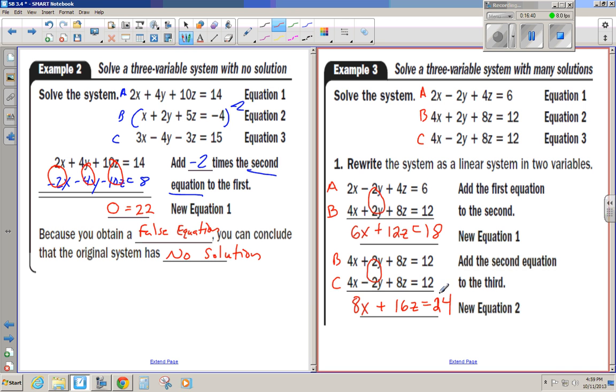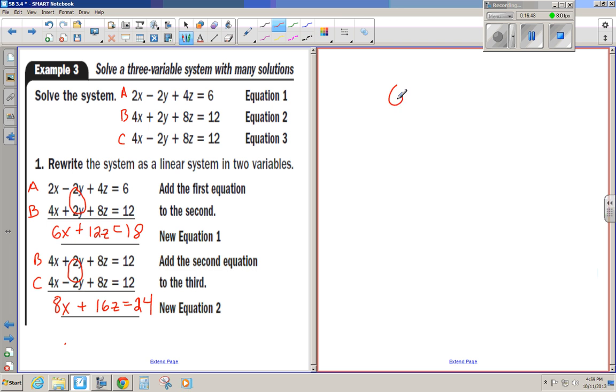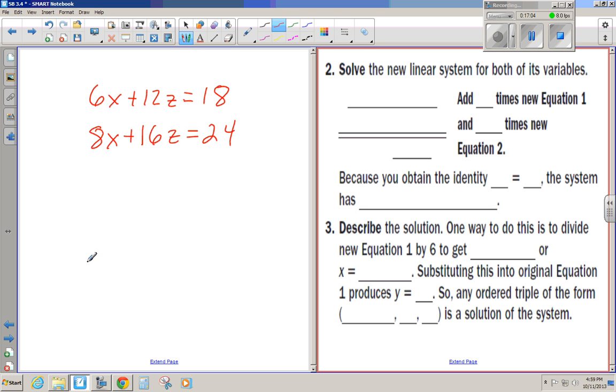All right. We now have two equations. We now have 6x plus 12z equals 18. And we have 8x plus 16z equals 24. Now solve the new linear system for both of its variables. This one can be pretty tough because 6, 8, 12, 16, both of those are pretty hard to make be the opposites.